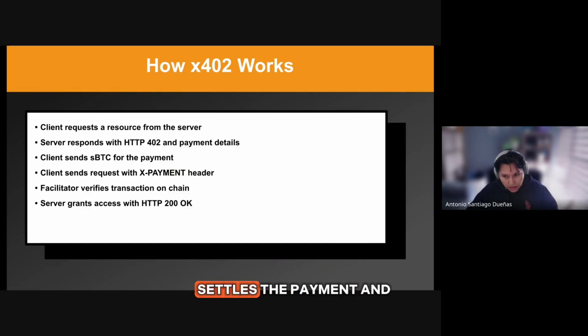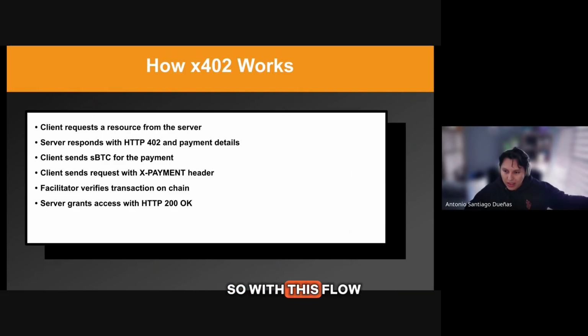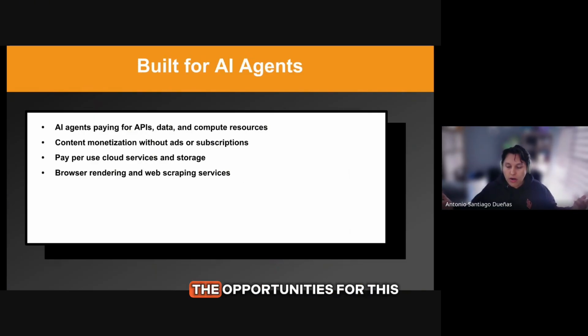The facilitator settles the payment and confirms that the payment was done. Once that's done, it gets back to the backend. The backend now sends the resource back to the client. So with this flow, agents are now able to have a wallet and pay for any service on the internet that they require. What are the opportunities for this?